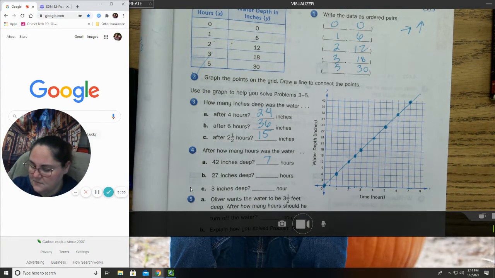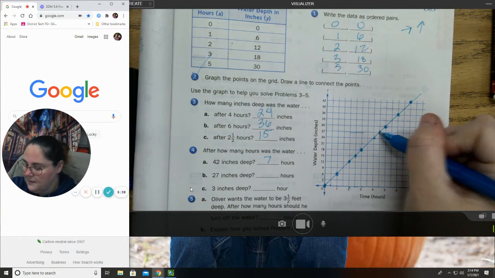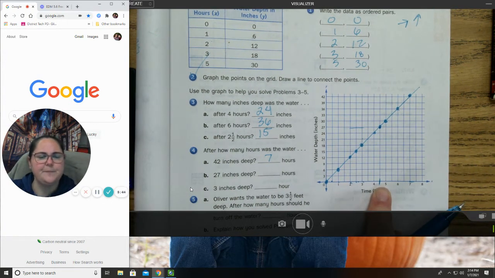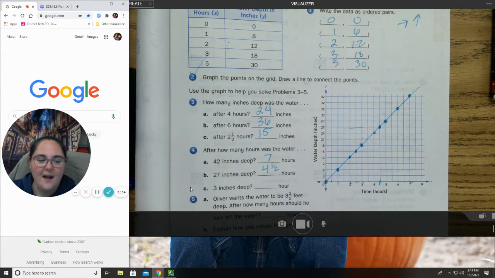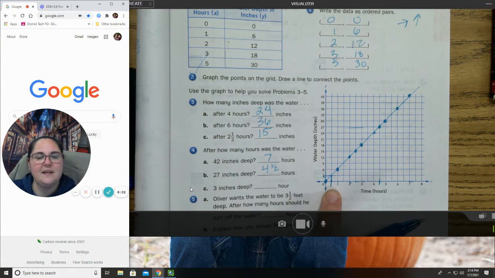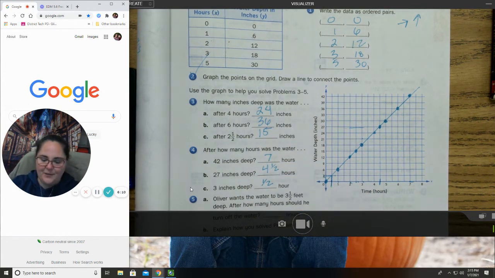What about 27? 27 inches deep, right here. How many hours is that? Look right there at that line. What does that represent? That represents 4½ hours. All right, 3 inches deep. 3, right here. What does that line represent? You're right, that's 1/2 hour. Absolutely.